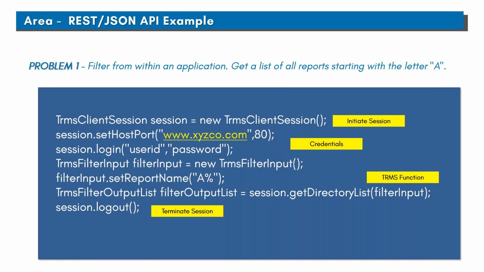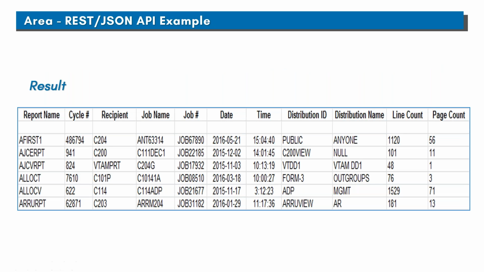This here is a simple example of how you might code an API to initiate a session, sign on and give a user ID and password and make sure that it gets into the system. And once you're there, this is a sample of saying, okay, show me all the reports that begin with the letter A, and then of course terminate the session and get out. Once you get that, you'll be returned the results of that API. That'll give you all reports that begin with an A and the other criteria that might be part of that.